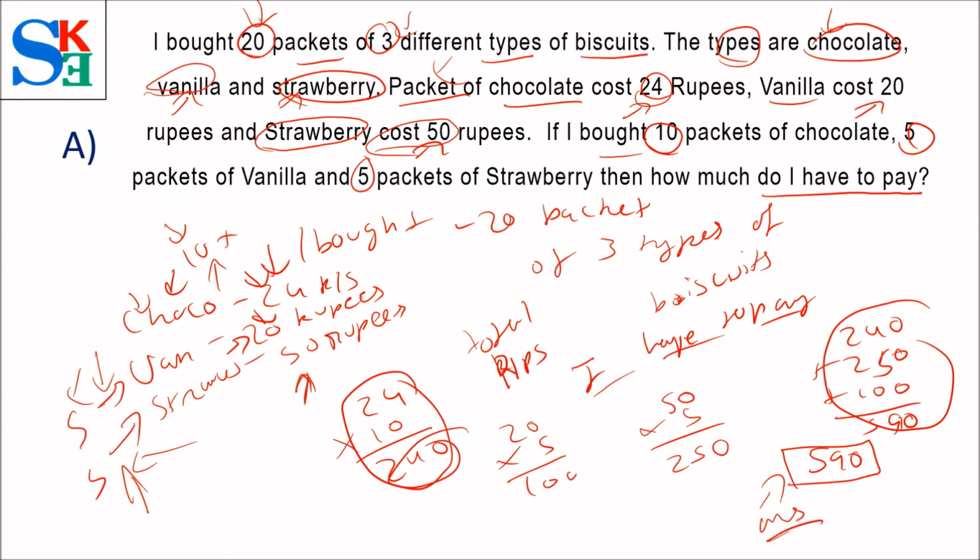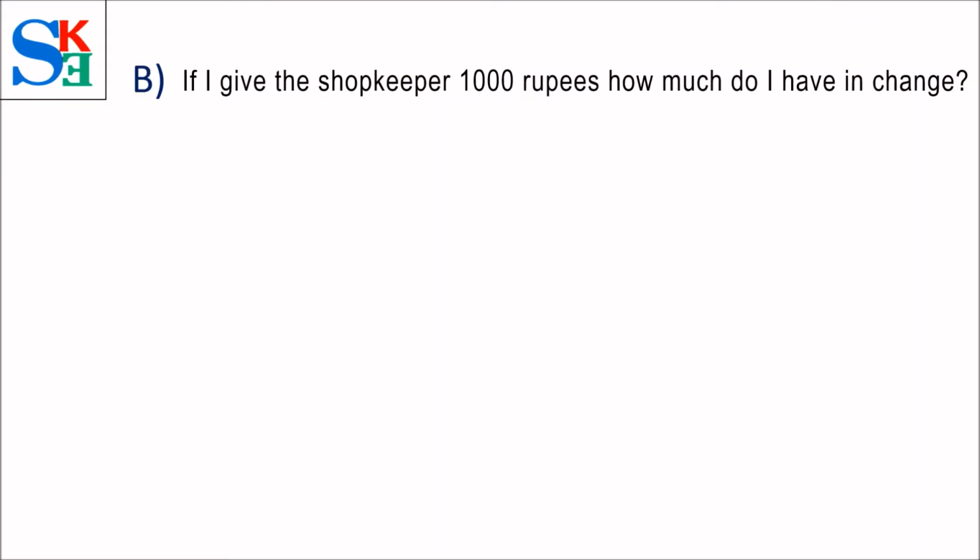So I hope you understood. Okay, so if you have understood A, then I'm going to move straight on to B. If I give the shopkeeper 1000 rupees, what do we get first? 590 rupees. So that is my total amount. Then how much do I have in change?